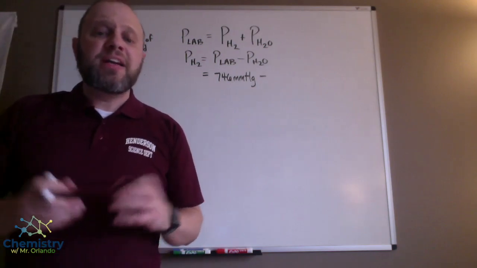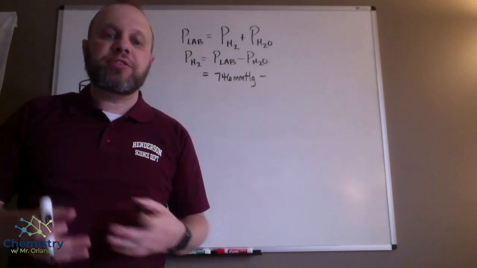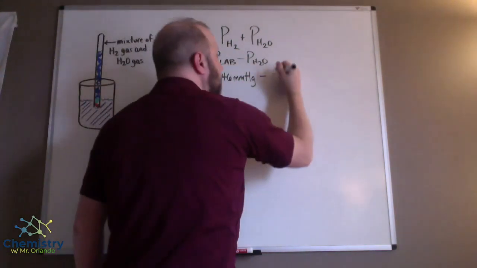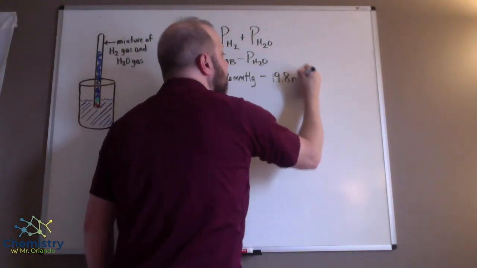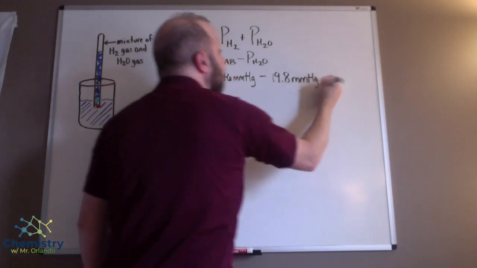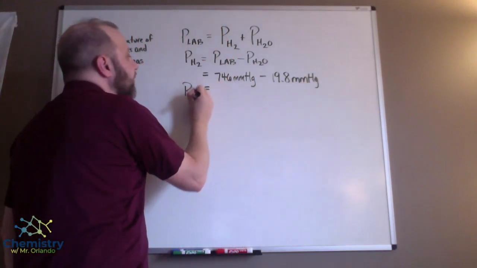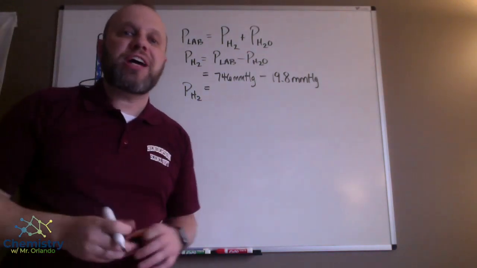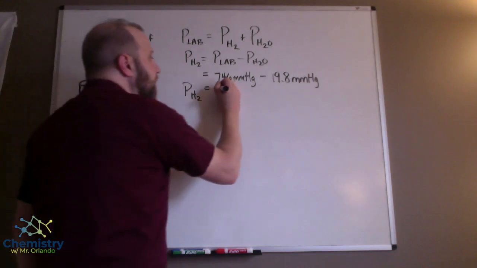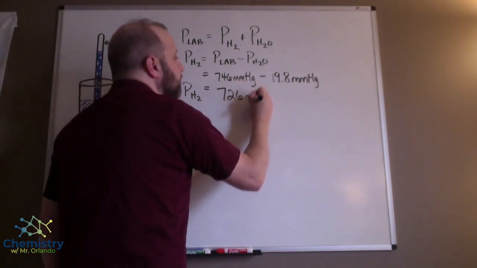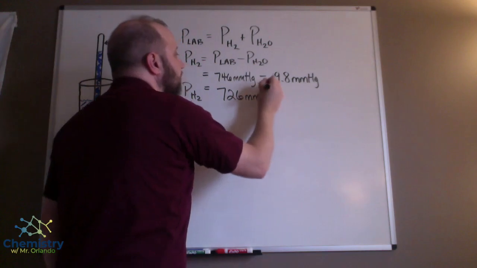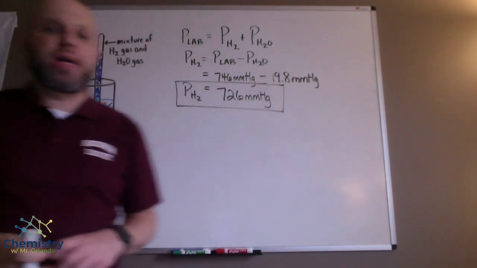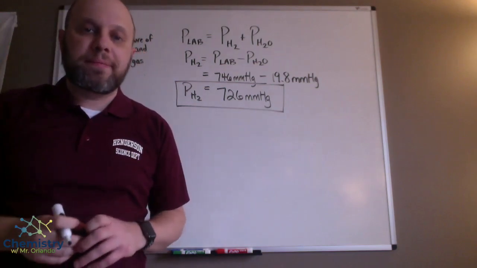In this problem, the temperature is 22 degrees Celsius. So the vapor pressure due to water at 22 degrees Celsius is 19.8 mmHg. So we're going to subtract those two, and that will give us the vapor pressure just due to the hydrogen. And that turns out to be 726 mmHg. So that is your answer to question number 1.